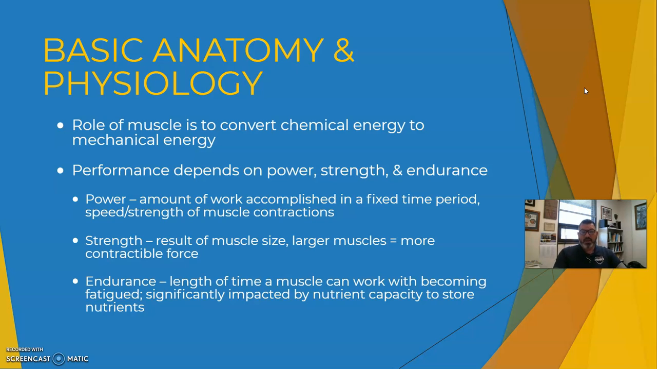Now, the performance depends upon power, strength, and endurance, which are listed here. Of course, power is the amount of work. The strength is the result of the muscle size. So the more contractible and the more flexible and the more mass that you have, the more strength that's there. And then the endurance is, of course, the length of time the muscle can work without becoming tired or fatigued. So all 3 of those things are really, really important. Now, we don't often think about cows or pigs needing excessive power, strength, and endurance, but they all need significant amounts of that because they have to be able to endure their production systems, however that may be.